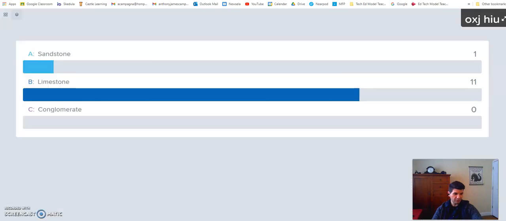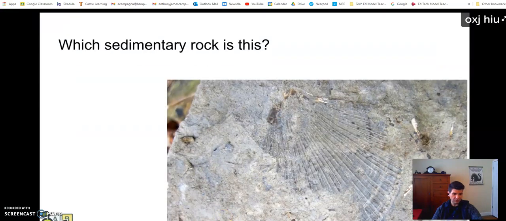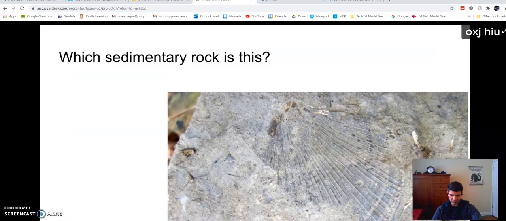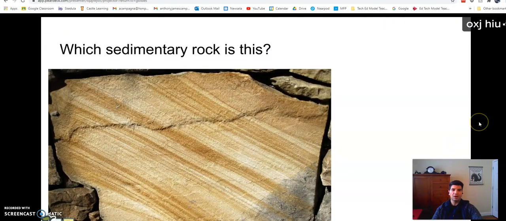Next. Can I click next? There we go. Which sedimentary rock is this? So there are a lot of pretty decent clues on this one. You can see those layers. So the darker brown layers and the lighter beige, lighter tan layers. What about particle size? Call it out if you think you know.